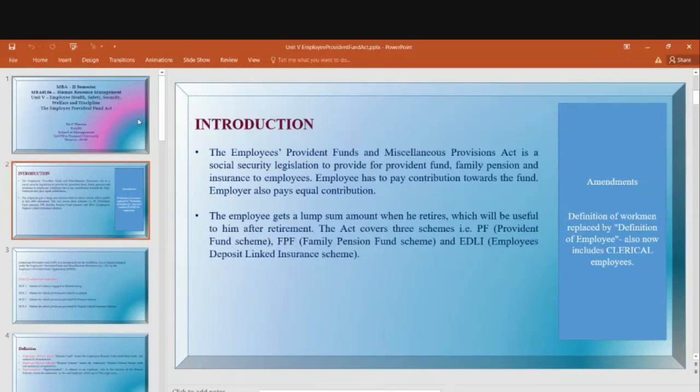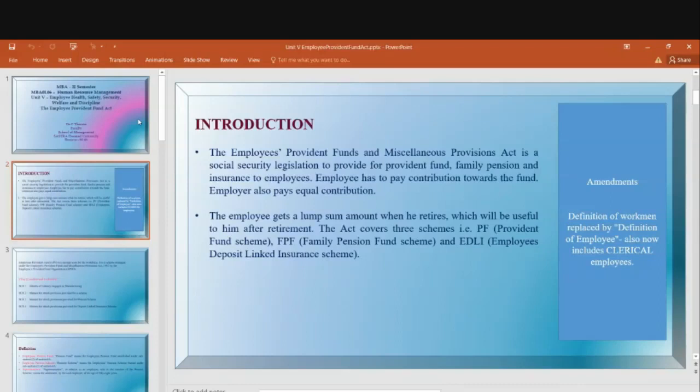Here the employee has to pay a contribution towards the fund during the tenure of his service, and the employer also pays an equal contribution that will be added to the provident fund of the employee, right? The employee gets a lump sum amount when he retires, which will be useful to him after retirement. That is the purpose of this Employees Provident Funds and Miscellaneous Provisions Act.